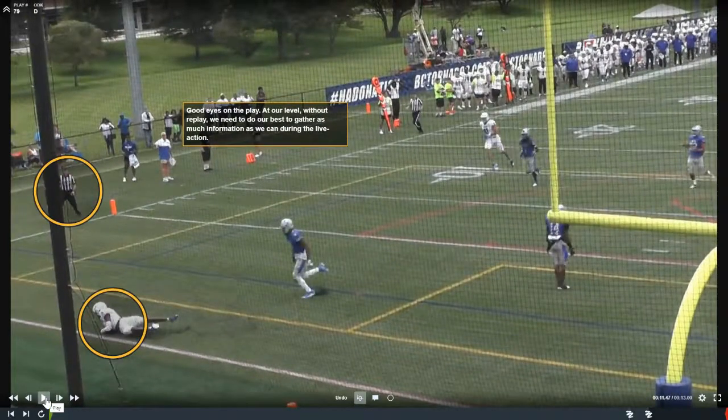Now, at this level, we do not have the benefit of replay. So, let's get as much information as we can as we try to discern what the appropriate call on this play is. The more information we have that we can apply to this situation, the better off we'll be. This one is a very close play as to whether or not the white player recovered the ball before touching out of bounds, but we have to make this decision live. No aid of the eye in the sky.